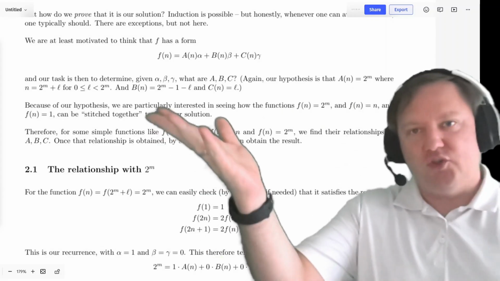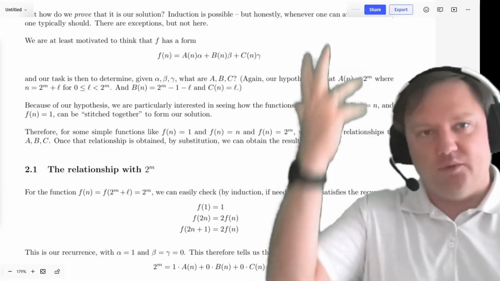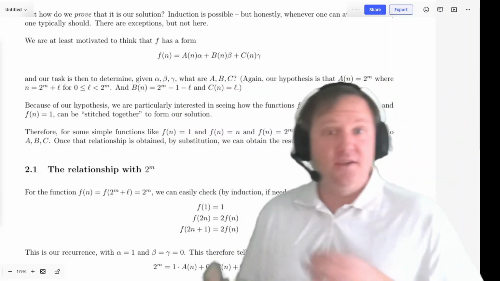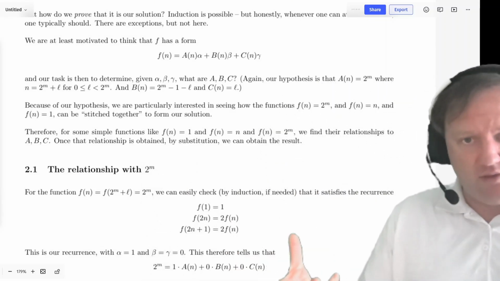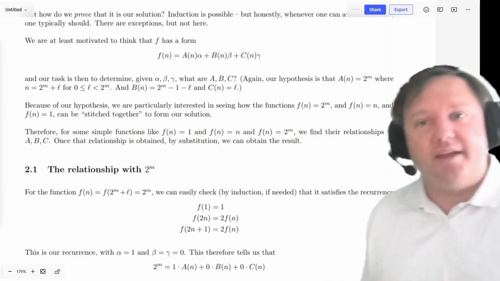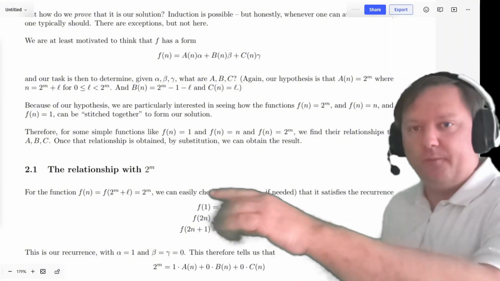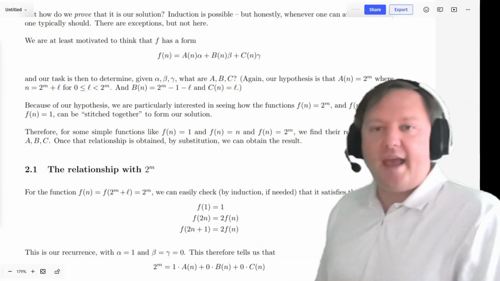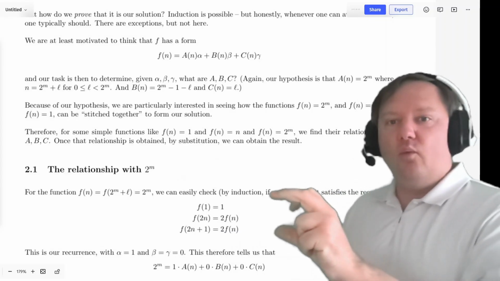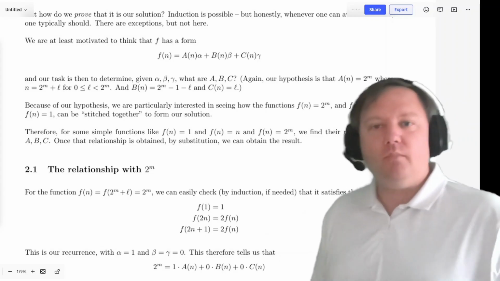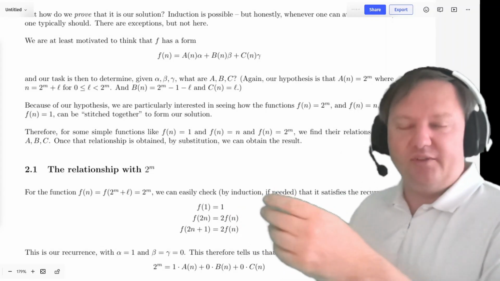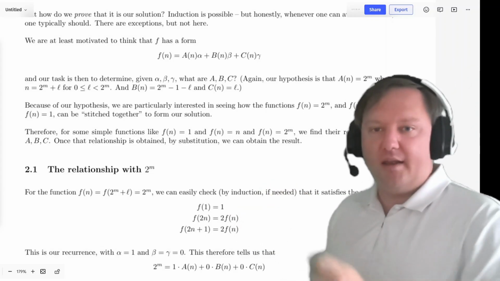So we're trying to show that A of n is equal to 2 to the m, right? That's our hypothesis, and we're trying to use this method to prove that that is true. So let's now get into some of the steps, right? We're trying to add this to our repertoire. We are going to let this be the function that is described in the Josephus problem and figure out what our alpha, beta, and gamma are.